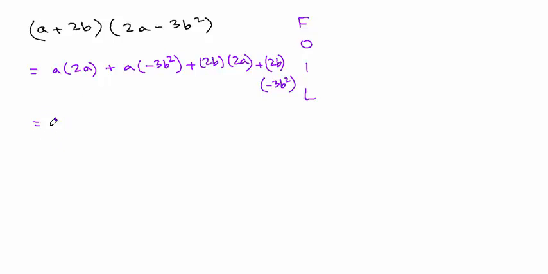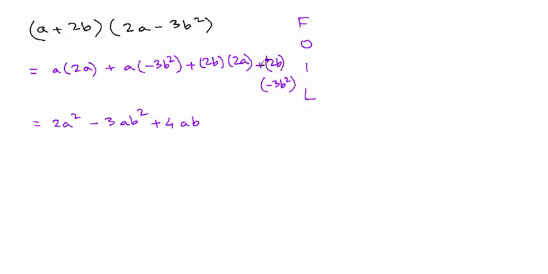A times 2a is 2a squared. Then we have plus times a minus, so put a negative sign. A positive times a negative is always a negative. Minus 3ab squared. A positive times a positive: if you don't see a sign, it means a positive. So plus 2 times 2 is 4, b times a is ba, or let's write that down as ab.